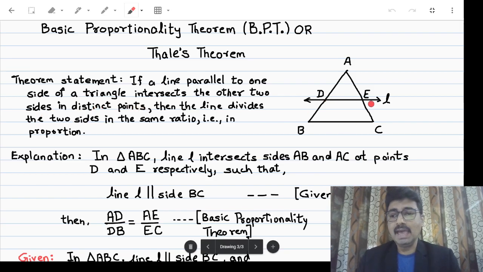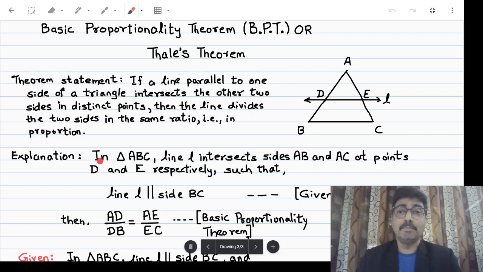So L is parallel to BC. Which are the other two sides? The other two sides are AB and AC. So line L intersects AB and AC in which two distinct points? It intersects AB in point D and the line L intersects AC in point E. So line L intersects AB and AC in two distinct points D and E.